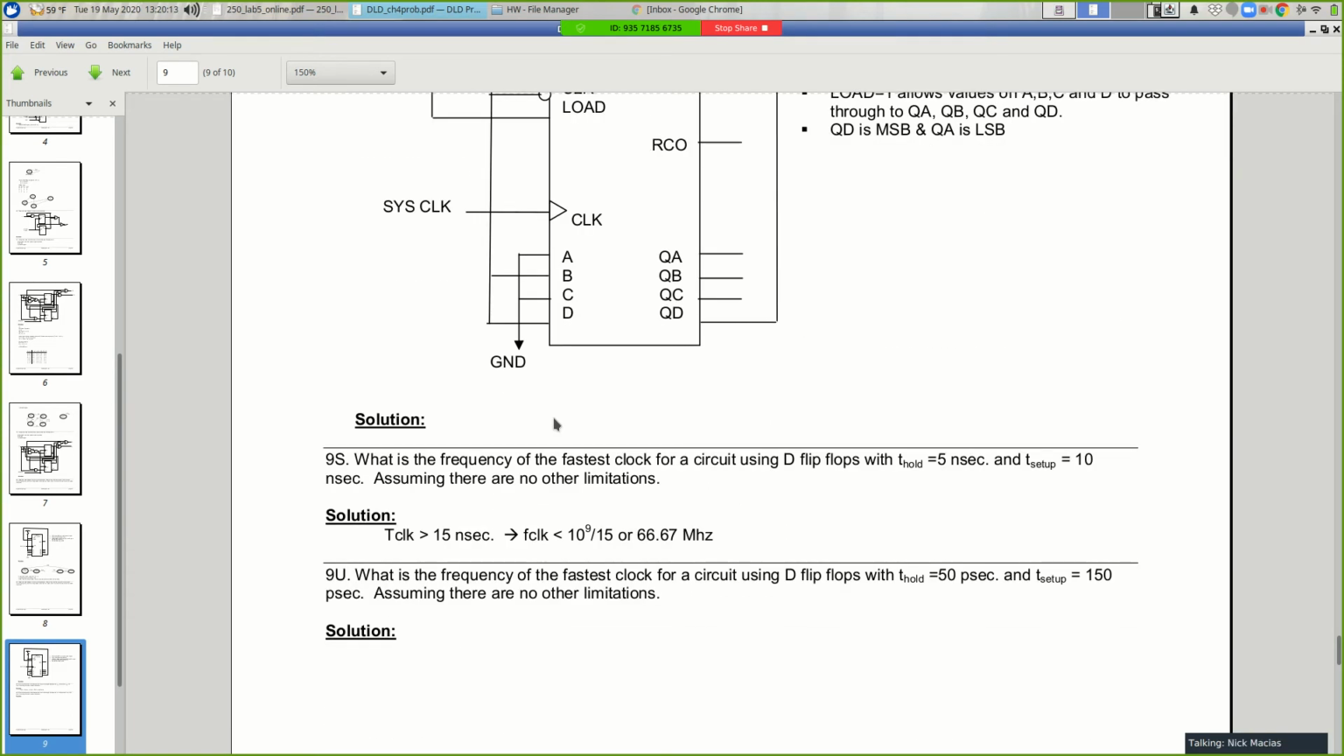And then 9 is a timing question that's talked about in the video, and then 10 and 11 are state machine analysis questions. So that should be enough to make a good stab at all of the homework questions that were assigned.